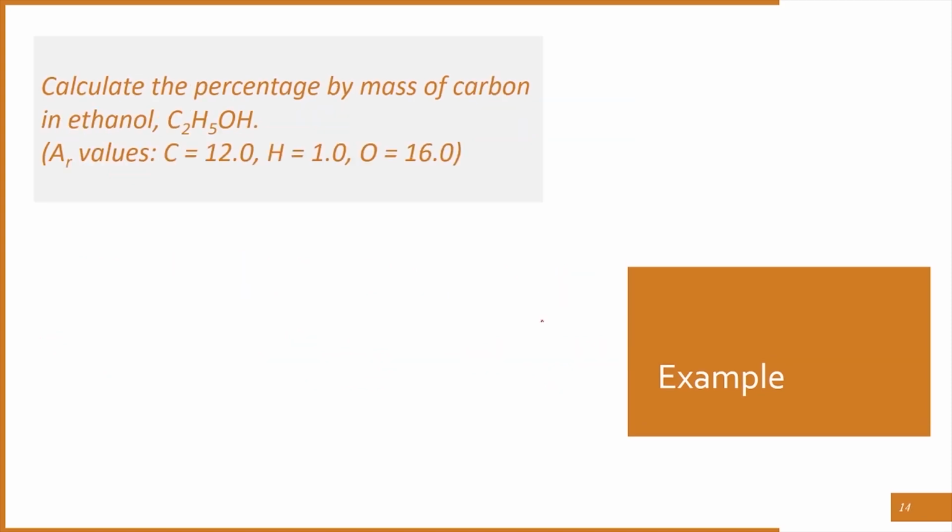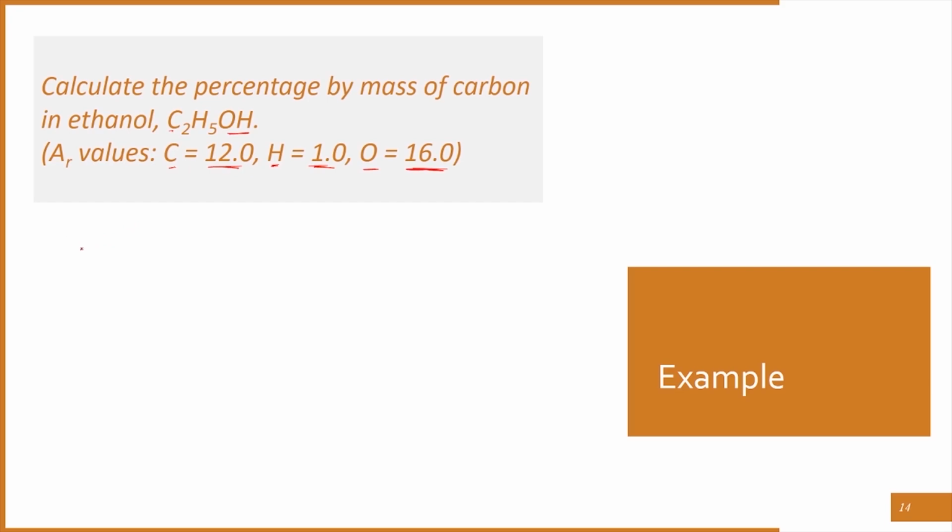69.9%. Another example. Calculate the percentage by mass of carbon in ethanol, C2H5OH, knowing that the relative atomic mass of carbon is equal to 12.0, for hydrogen equal to 1.0, for oxygen equal to 16.0.